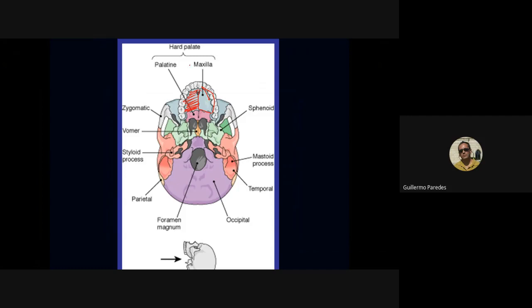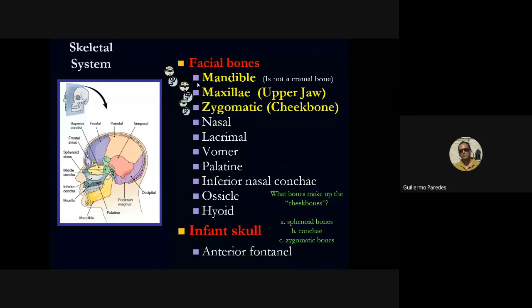A little bit behind, more posterior, we have two bones that are called the palatine. That's where the word palate comes from. Palatine to palate. What I want you to remember about the maxilla, and I don't want you to get confused, is that the mandible is the jaw, and the upper jaw is the maxilla. Then we have the zygomatic bone. The zygomatic bone is the cheekbone.